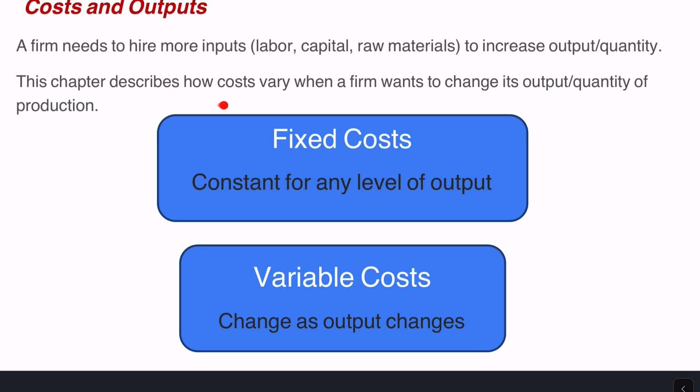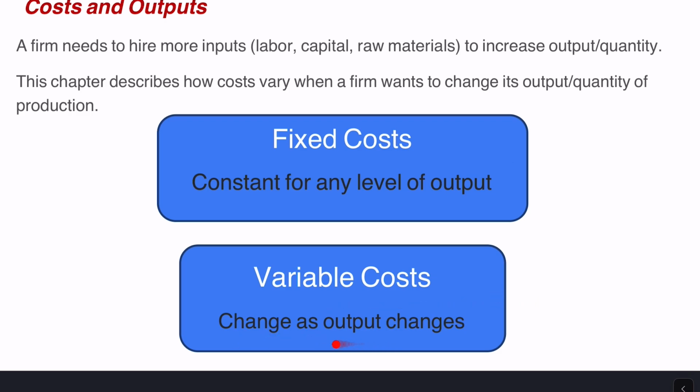All right, so this chapter is going to describe how costs vary when a firm wants to change its output and quantity decision of production, moving output levels up and down. So the definition of a fixed cost, this is going to be constant for any level of output. You should think like a factory. The cost of building the factory or renting the factory is exactly the same, whether the firm produces 1 unit of output or 1 million units of output. This isn't going to go up or down with the level of output. It stays fixed.